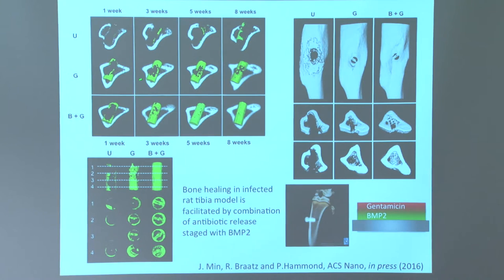Bone is false colored green here. However, if you introduce gentamicin alone, you eliminate the biofilm sufficiently enough to allow some bone growth to occur, though not complete. And ultimately, if you introduce BMP2, you get a much more rapid regeneration of bone and tissue, and this can actually result in much faster patient recovery. So we're looking at ways in which we can adapt that approach.